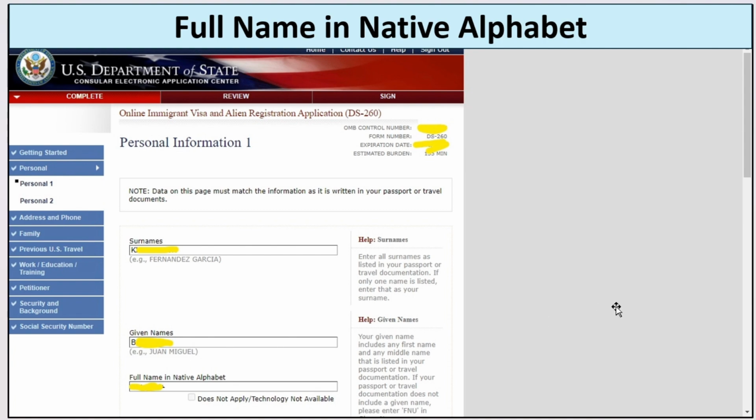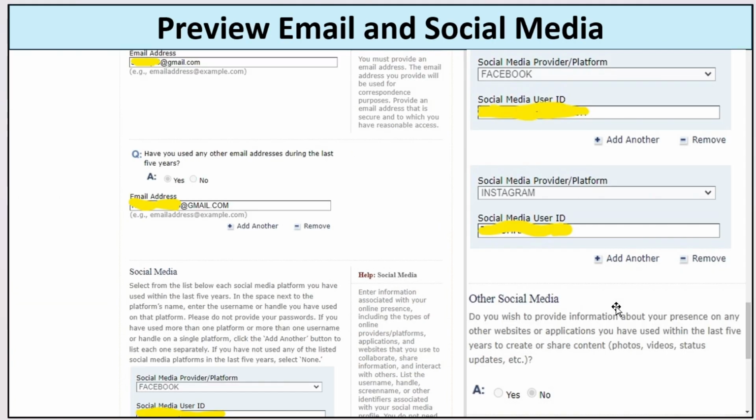Now, let's go to the next one, which is private email and social media. A lot of people don't like to give their private emails or social media. It is very, very important to be honest and the information to be accurate about your private email and social media. For example, for social media, you have to add any platform that you've used.